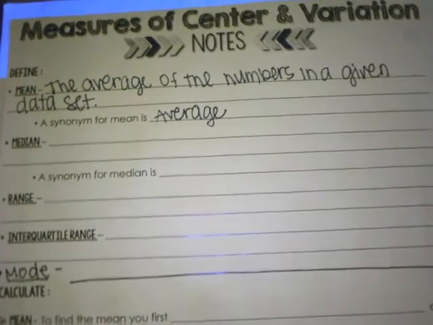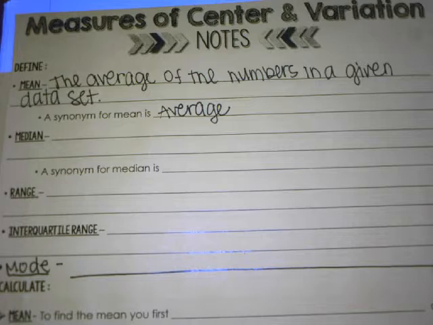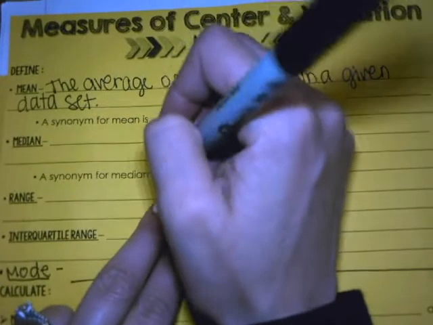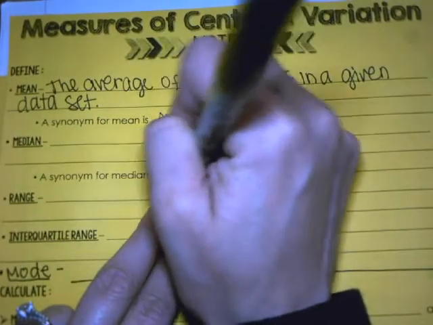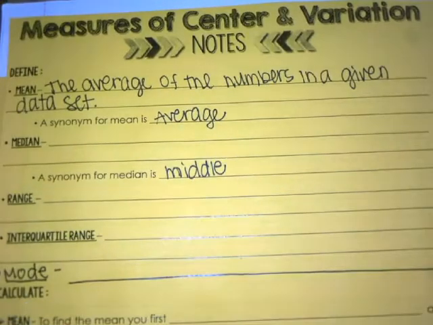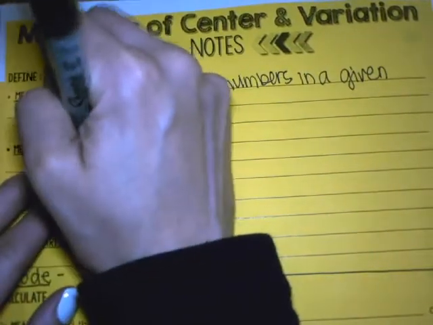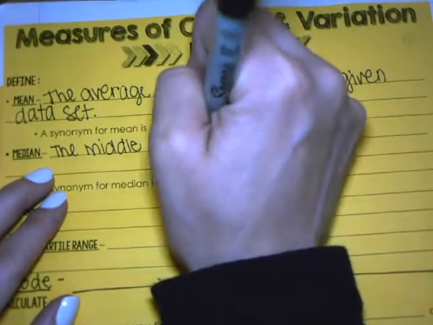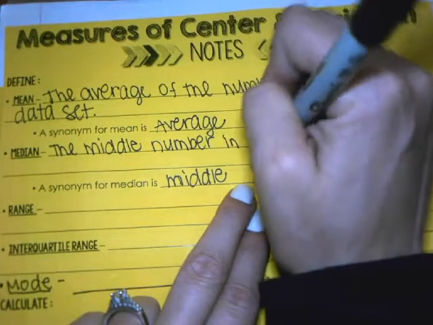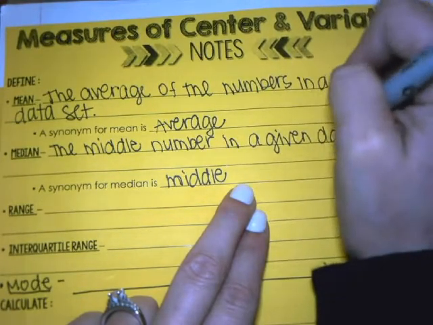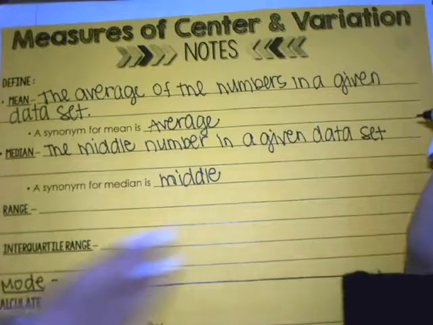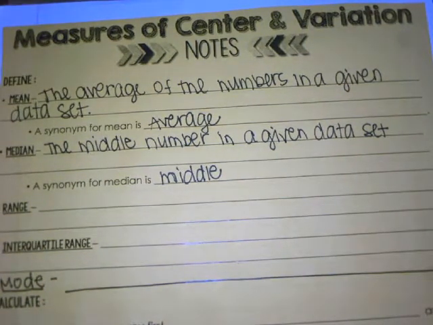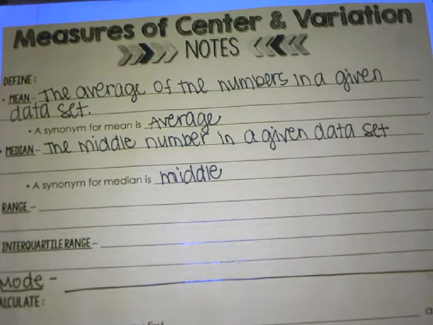Okay, does anyone know what median is? What's the definition for median, Connor? Okay, that's a synonym for it. So the synonym for median is middle. So the middle number in a given data set, and then something very specific has to be done. It can't just be in the middle of any given data set. It has to be very specific. Eliza? It has to be from smallest to greatest.